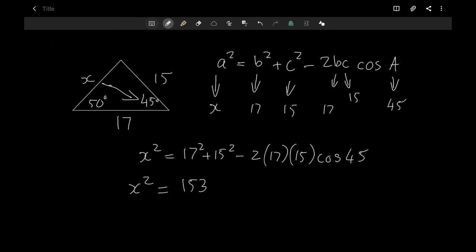So to find x, we need to square root both sides. So x would be the square root of 153, and that gives us 12.4. So did you get 12.4? If you did, excellent. If you didn't, that's okay. Just go through the video as many times as you need to, and I promise eventually you will get it.